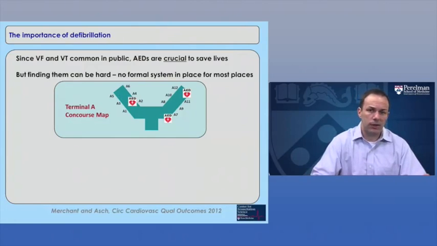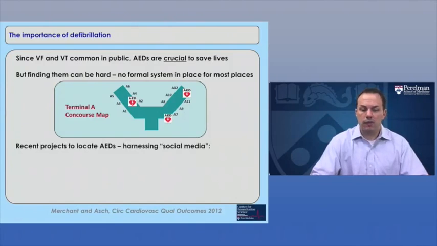However, let's say you're in the lobby of a building and you see someone collapse. How do you know where to find the local AED? This is a big problem because you don't have very much time. There have been a number of recent exciting projects to try to figure out where AEDs are. Some of them have harnessed what we call social media, things like Twitter and other internet-based means to find AEDs and create crowdsourced maps of where AEDs are located.